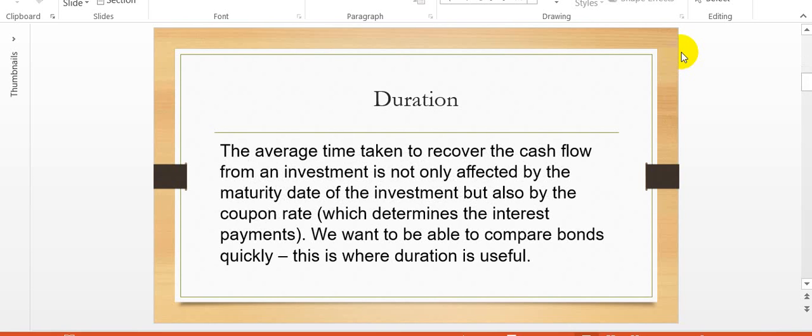So the average time taken to recover the cash flow from an investment will not only be affected by the maturity date of the investment, but will also be affected by the coupon rate, which determines the interest payments. So for one to compare different bonds very quickly, that's where duration comes in.